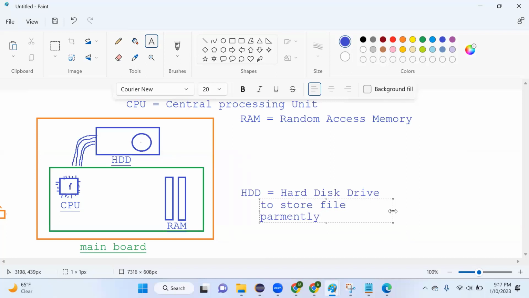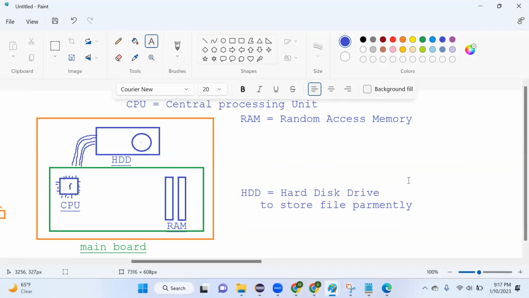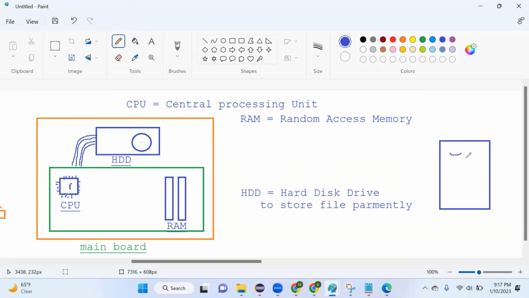Suppose you write any file in Microsoft Word, and you see on the screen, this is my Word file, and this is my writing, something I write here, but you did not save it. All of a sudden, the electricity goes, and your battery is gone, then all of your data will go. Why? Because you did not save it in your hard disk, where files are stored permanently.